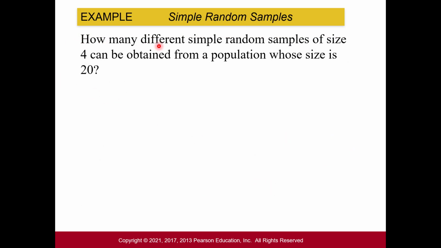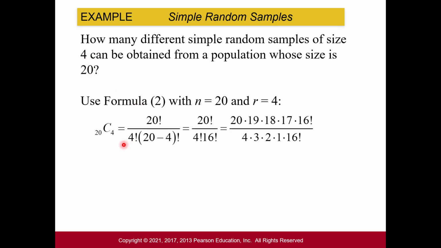Okay, so how many different simple random samples of size 4 can be obtained from a population whose size is 20? All right, so we're going to use our formula where N is 20 and R is 4. And so notice, in this case, the order doesn't matter. That's why we're using combination and not permutation. We can choose any 4 out of the 20 in any order.